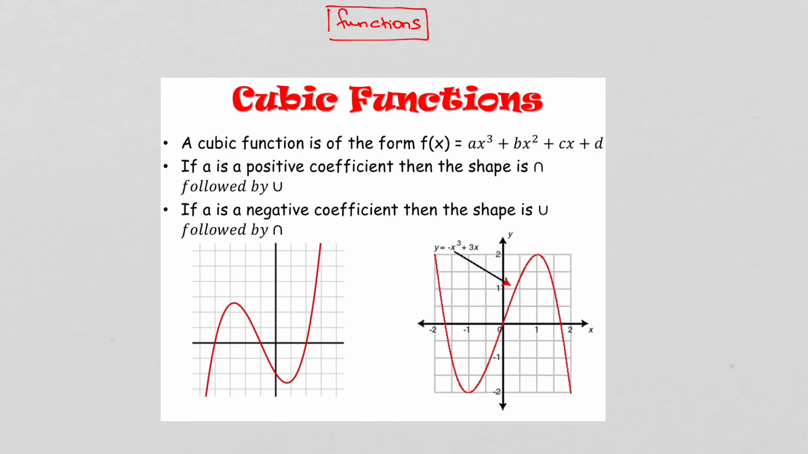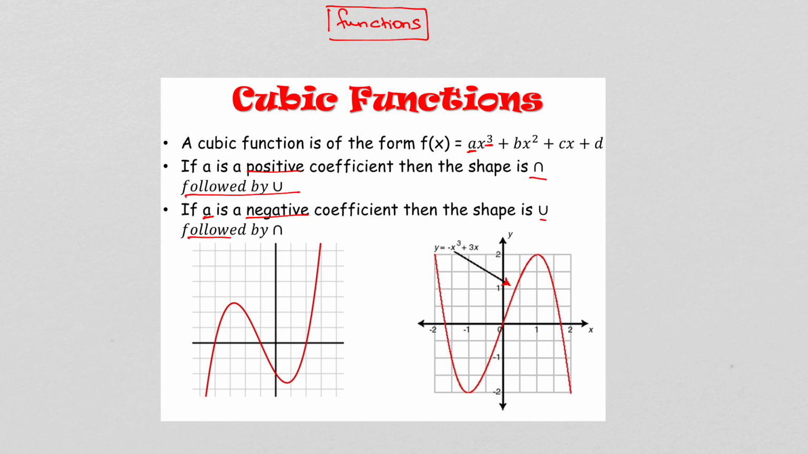Cubic functions take the form of ax cubed plus bx squared plus cx plus d, where the highest power of x is a cube. If the coefficient of x cubed is positive, then we say it's an n-shaped followed by a u-shaped. And if the coefficient of x cubed is negative, then we end up with a u followed by an n.